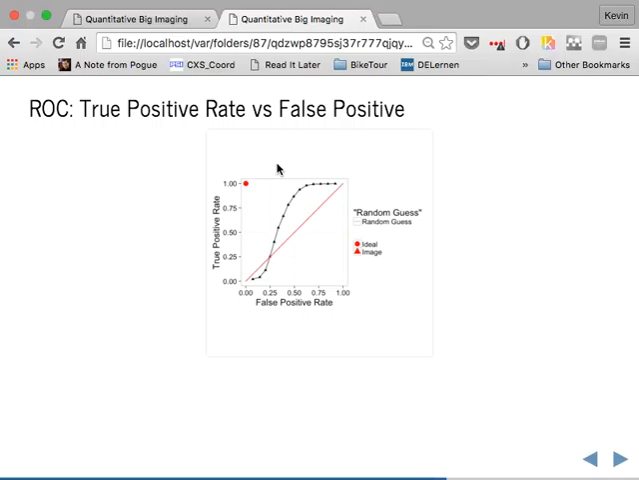And so this is the reality: if you're above this curve, that's good, but if you're below this curve, then you're actually not creating any new information with your algorithm. You'd be better off not using the image at all.